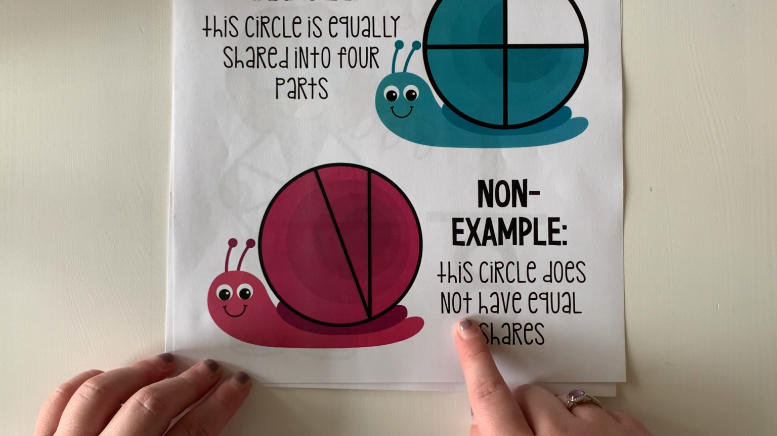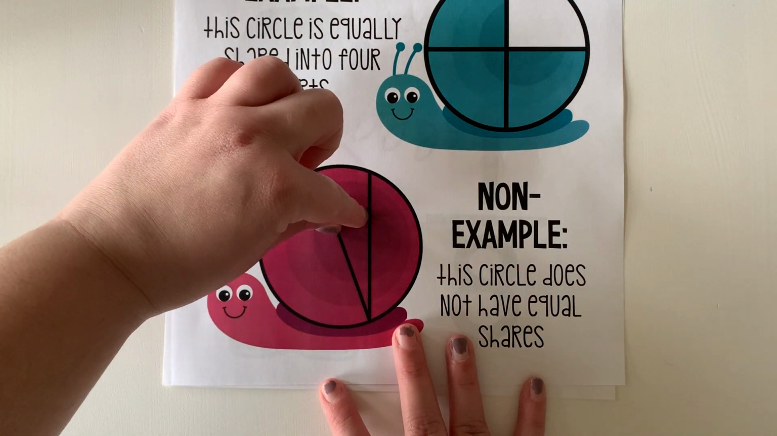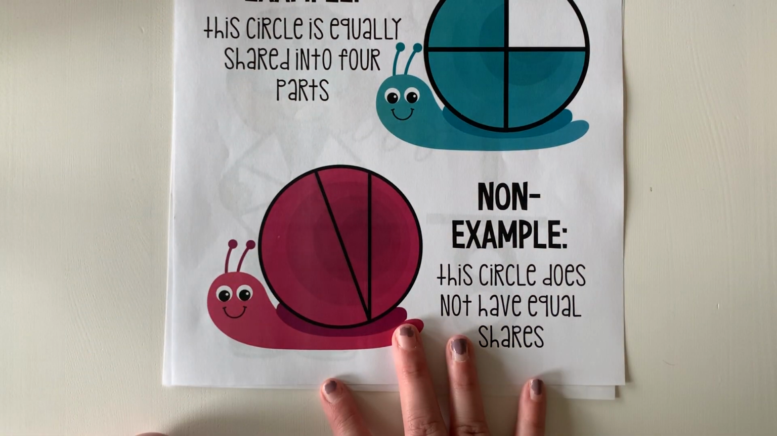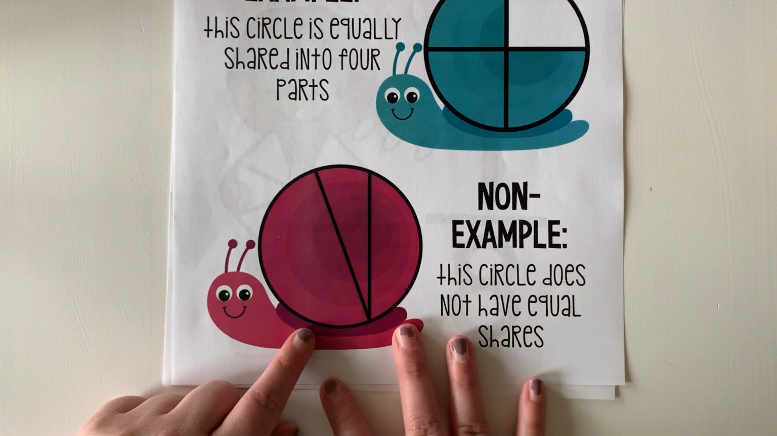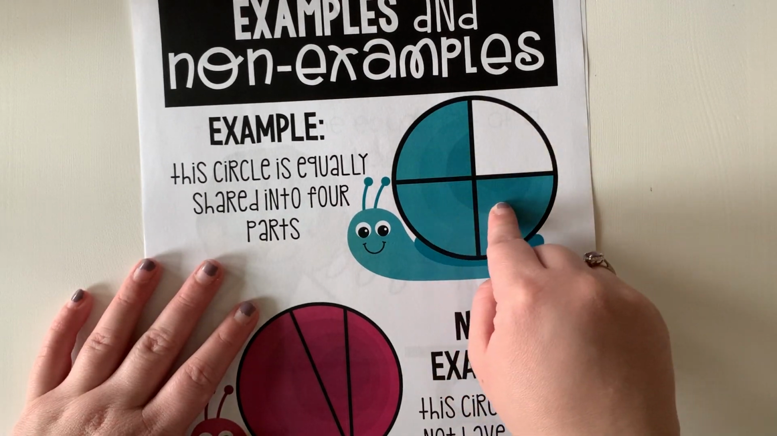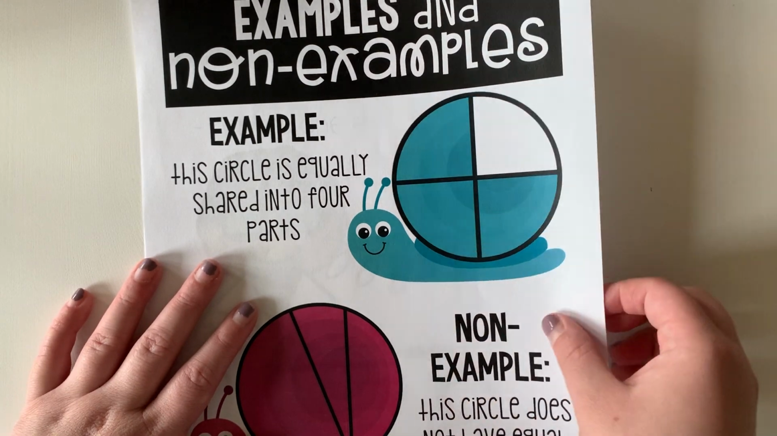The circle does not have equal shares. So this piece is a whole lot bigger than this piece, and this piece is bigger than this piece. So not all the pieces are the same size. So this is not a fraction. This is a fraction. This fraction shows 3/4 of his shell are colored in.